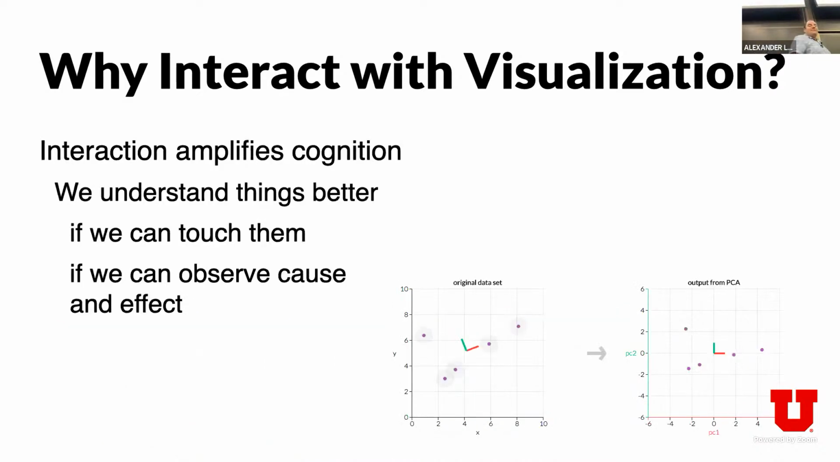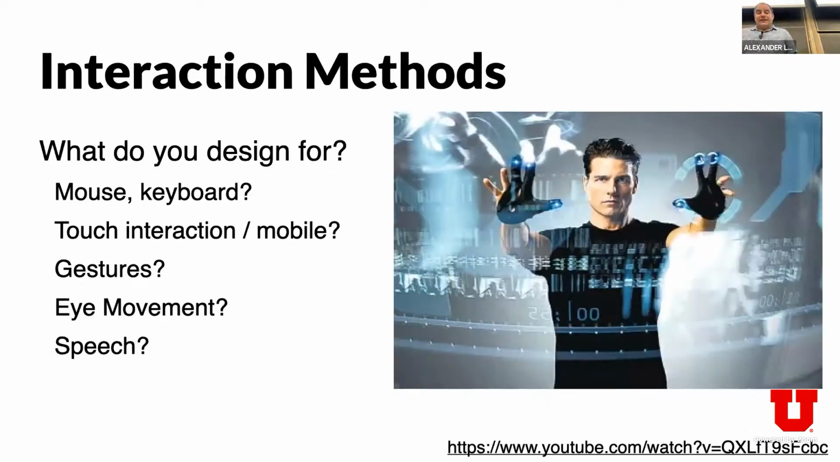And interaction also amplifies cognition. Whenever you touch something, you understand it better. And the same is true on a computer in a virtual screen, right? If you can interact with it, you get a response. And so I showed the example of this interactive PCA plot: just by exploring with the interactive plot and seeing what is the input, what is the output, you can learn something about PCA that would be hard to otherwise learn.